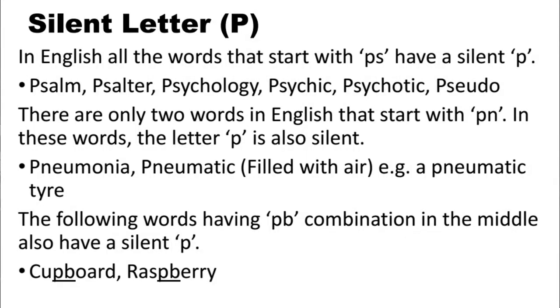There are only 2 words in English that start with PN. There are only 2 words in English that start with the combination of P and N. In these words, the letter P is also silent. And the examples in this regard are pneumonia and pneumatic. Pneumatic means filled with air. Okay, for example, a pneumatic tire.